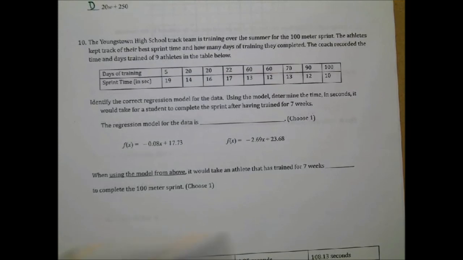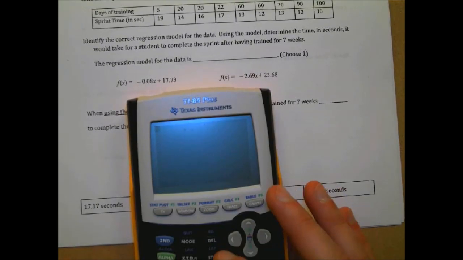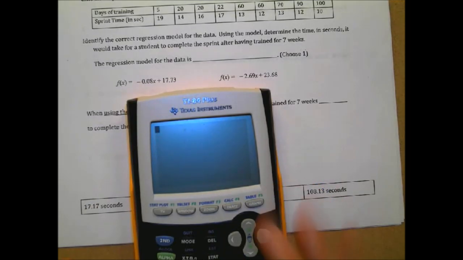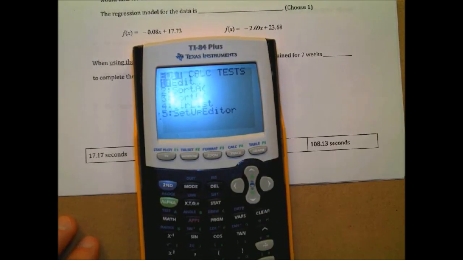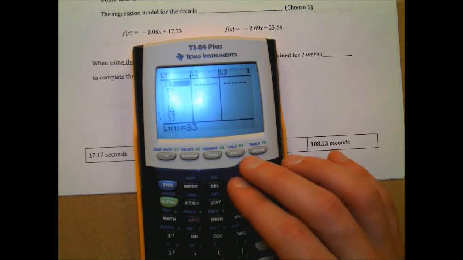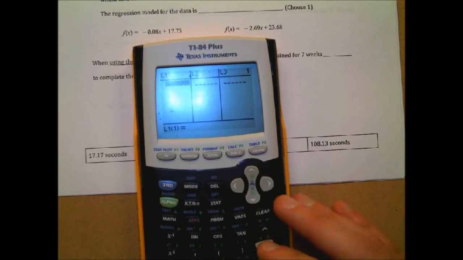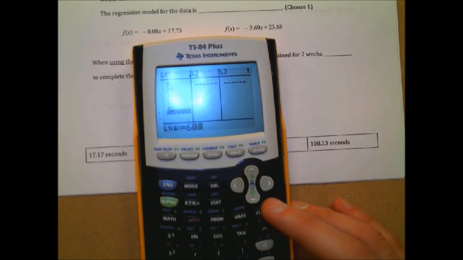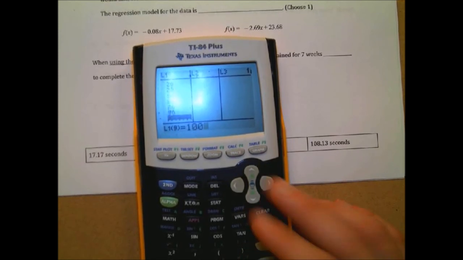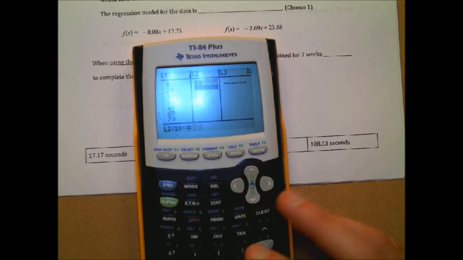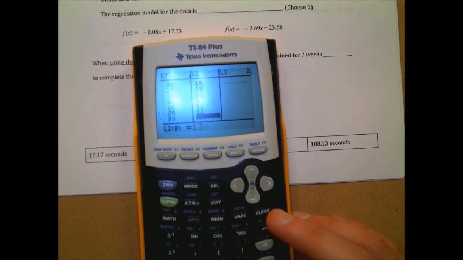Okay, so yeah, sell some cold lemonade. That means sell. We press stat. And then the E in sell is for edit. And then LL in sell is for list 1, list 2, right? So 5, 20, 20, 22, 60, 60, 70, 90, 100. Okay, and then 19, 14, 16, 17, 13, 12, 13, 12, 10. Okay. Sell.